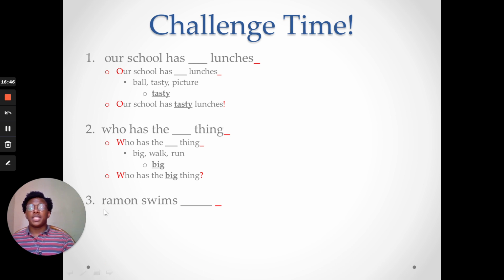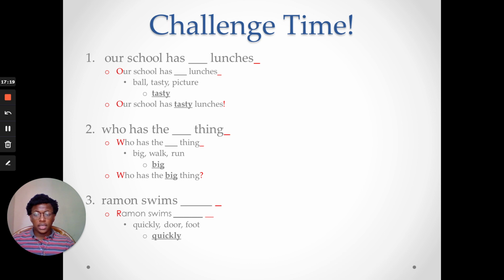First things first, what do we need to change? What is it that we need to change? We need a capital R. Alrighty, we have our capital R, and now we need to figure out which adjective fits. Which word fits here? Which word is our adjective? Is it Ramon swims quickly, Ramon swims door, or Ramon swims foot? Which word makes sense? Ramon swims quickly.